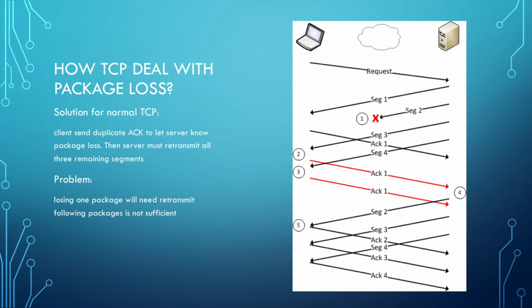When the server receives such a duplicated ACK 1, the server will know that the client lost segment 2, and then it will resend segment 2, and also all the following packets. So we can see that in this normal TCP mode, losing one packet will need to retransmit the following packets, but that's not efficient.